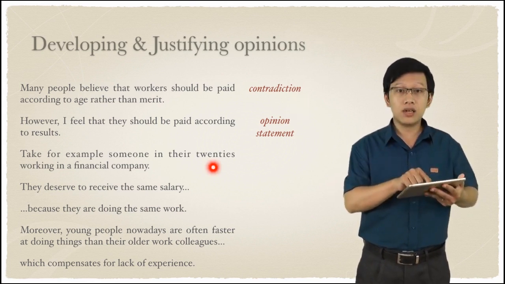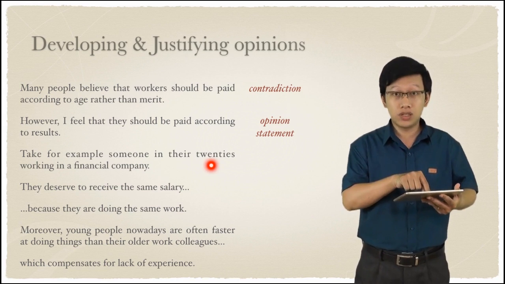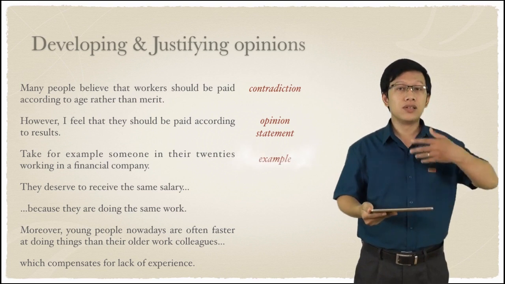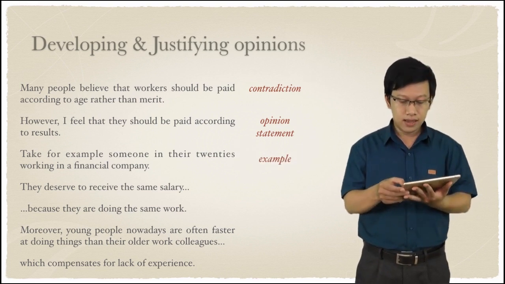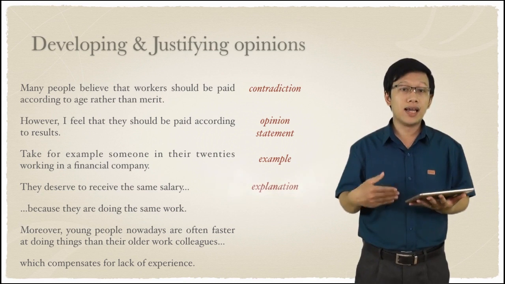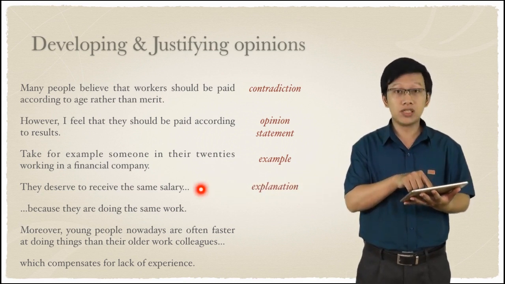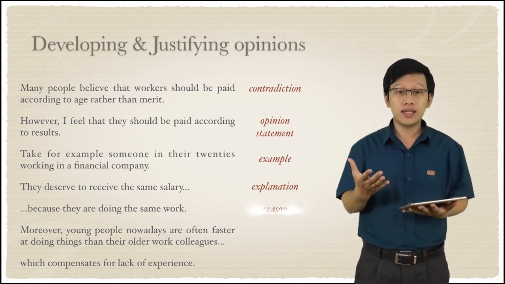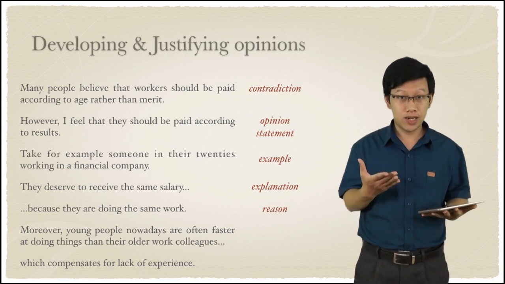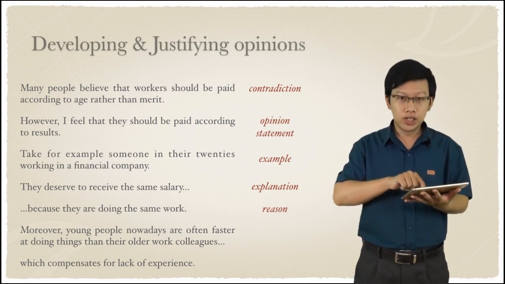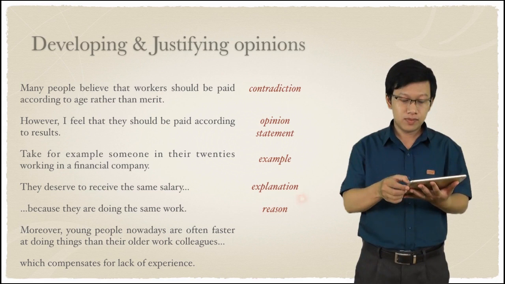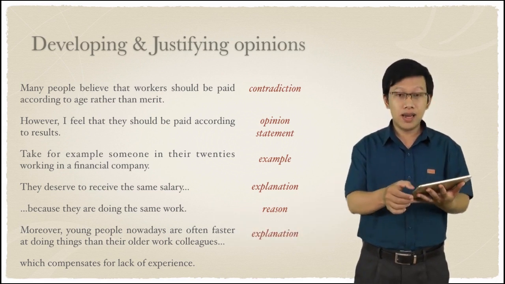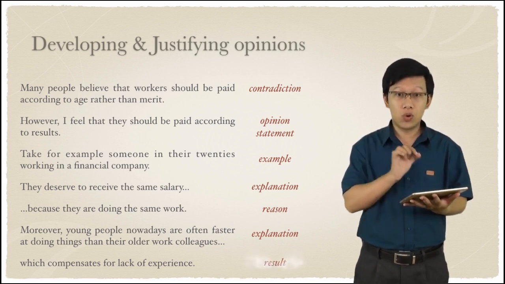And after that, they're going to give, take for example, someone in their 20s working in a financial company. Give an example, do you think so? So here they are stating an example. And they will continue to say an explanation. Like they deserve to receive the same salary because they are doing the same work. Right. Let's say, reason for your explanation. Moreover, it's another explanation. Blah, blah, blah. And finally, he gives a result.